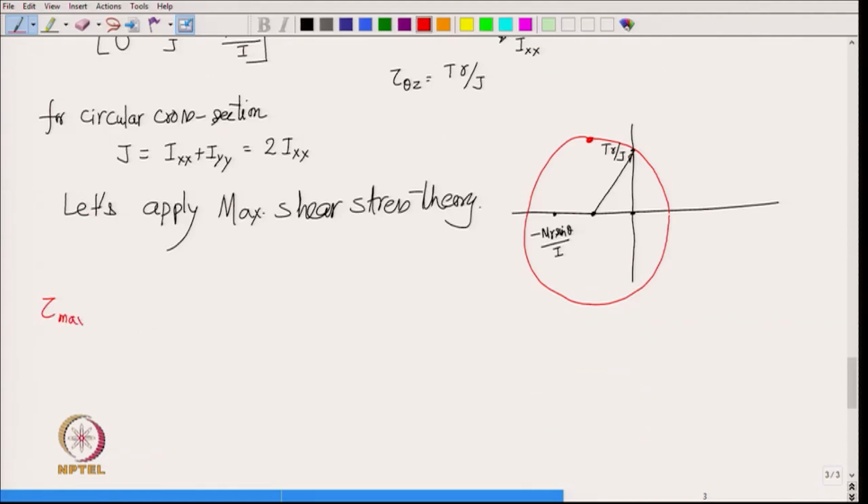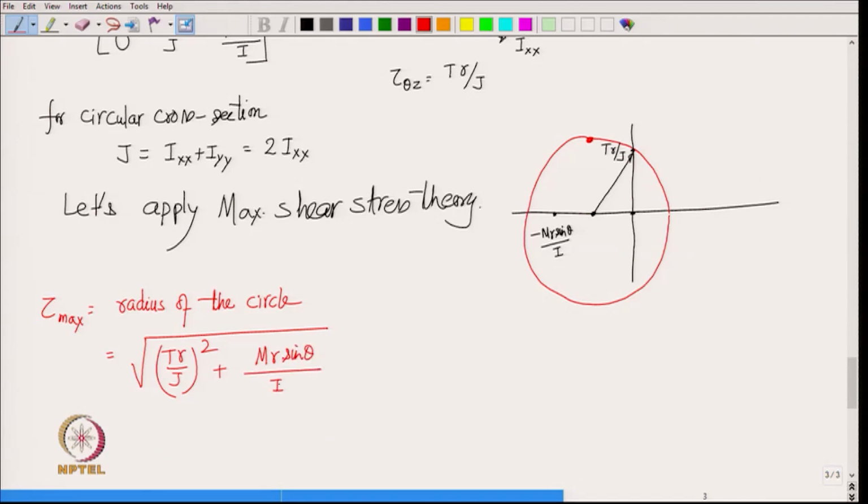So, tau max equals radius of the circle, right, and that is going to be equal to square root of (T r by J) whole square plus (M r sin theta over 2 I) whole square, correct, because you see this value, that is minus M r sin theta by 2 I, whereas this value, that is T r by J, and the radius is simply square root of base square plus height square, and this has to be less than the critical value tau y, let us say, okay, the critical.